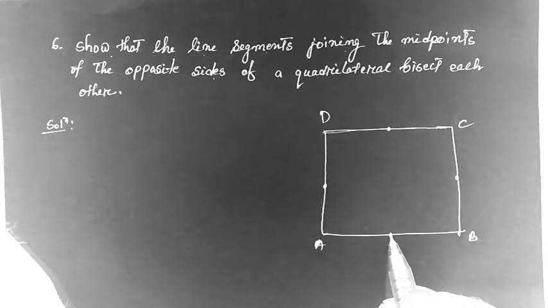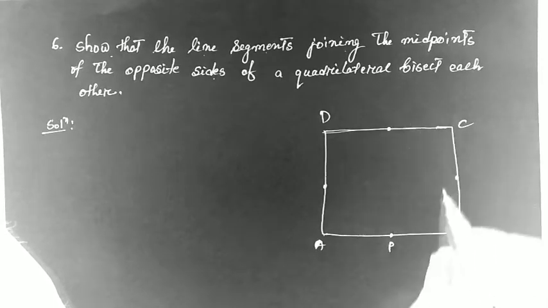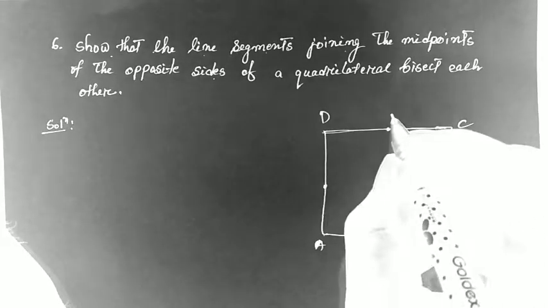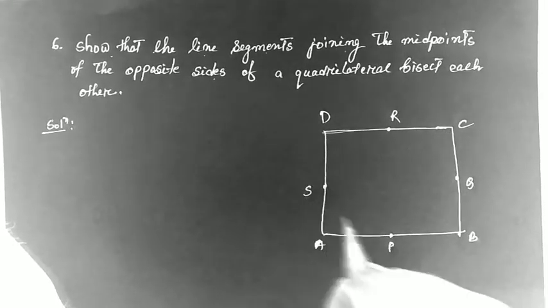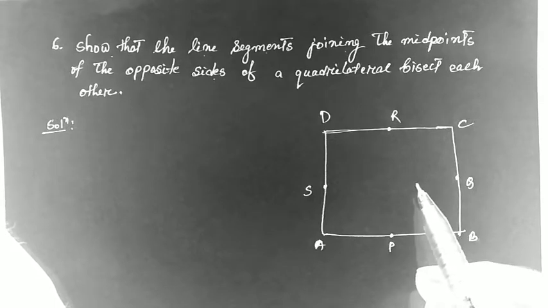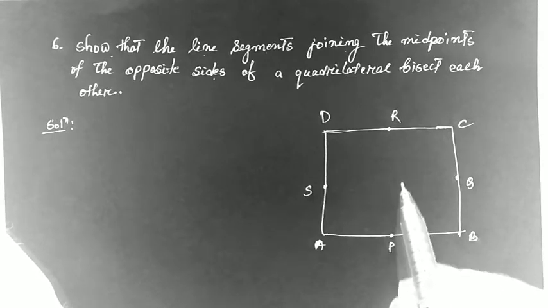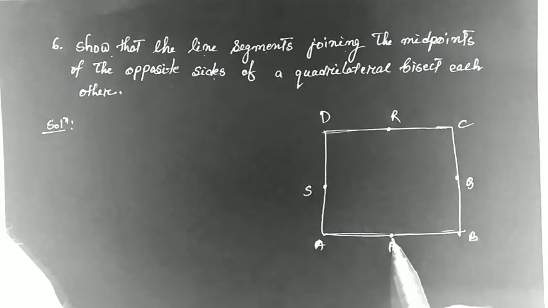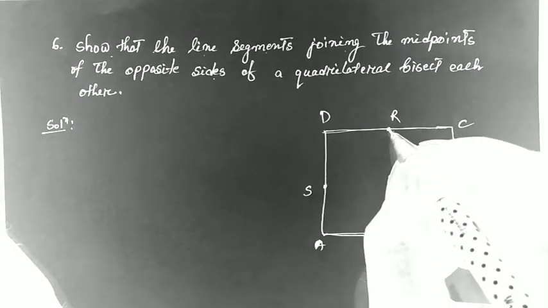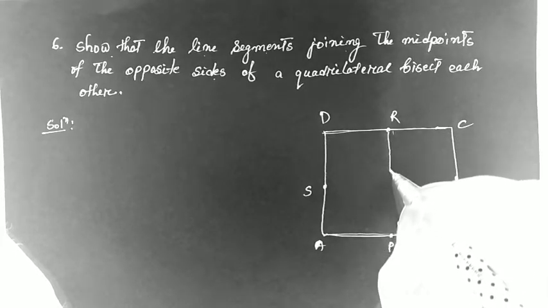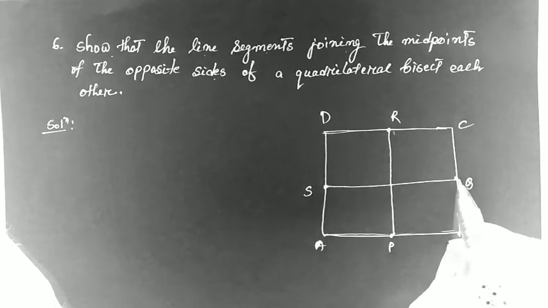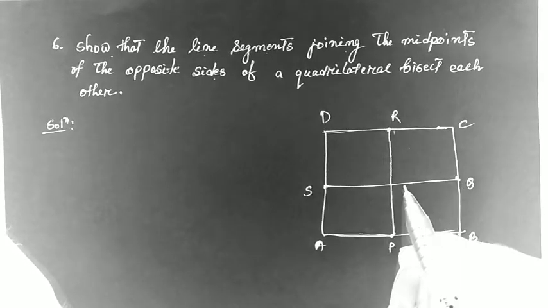Suppose the midpoint of AB is P, the midpoint of BC is Q, the midpoint of CD is R and the midpoint of AD is S. We need to prove that the line segments joining the midpoints of opposite sides. So the opposite side of AB is DC, and these are the midpoints of opposite sides. So this line segment PR and this line segment SQ bisect each other.